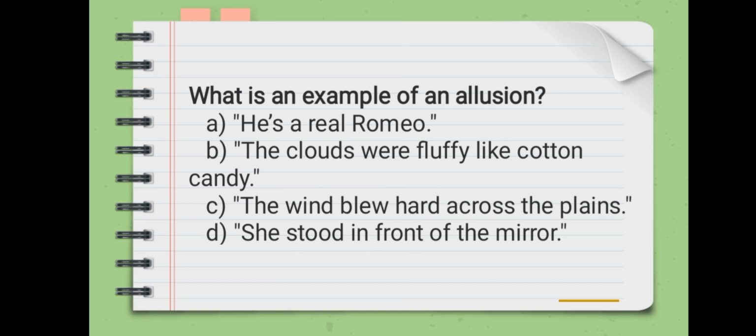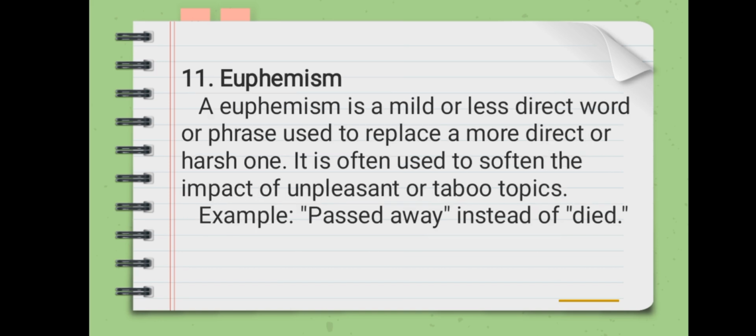Next, we have euphemism. So, euphemism is a mild or less direct word or phrase used to replace a more direct or harsh one. It is often used to soften the impact of unpleasant or taboo topics. For example, pass away instead of died. Pass away is a gentler way of referring to someone's death.